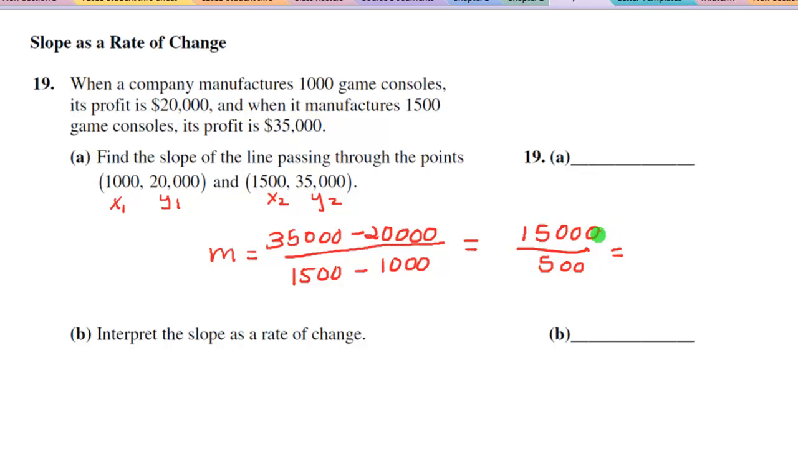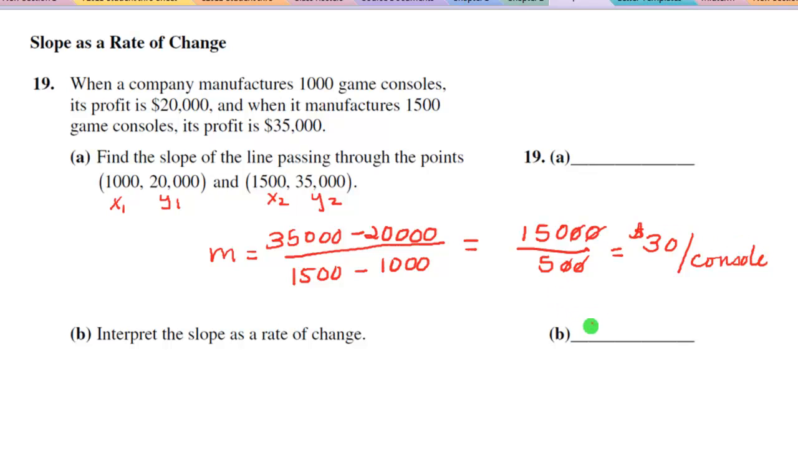Let's do some reducing here. We reduce those zeros, and then 5 divided into 150 is 30. What have we found, really? The slope is 30, but we found $30 per console. Now, how did I know it was $30? Remember that the y values are the dollars, the profit, and the x values are the consoles, and we put the y values over the x values.